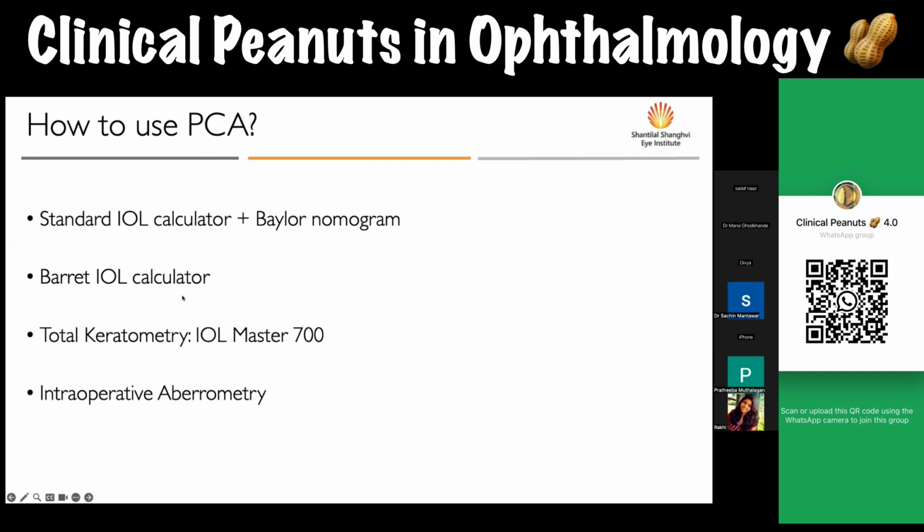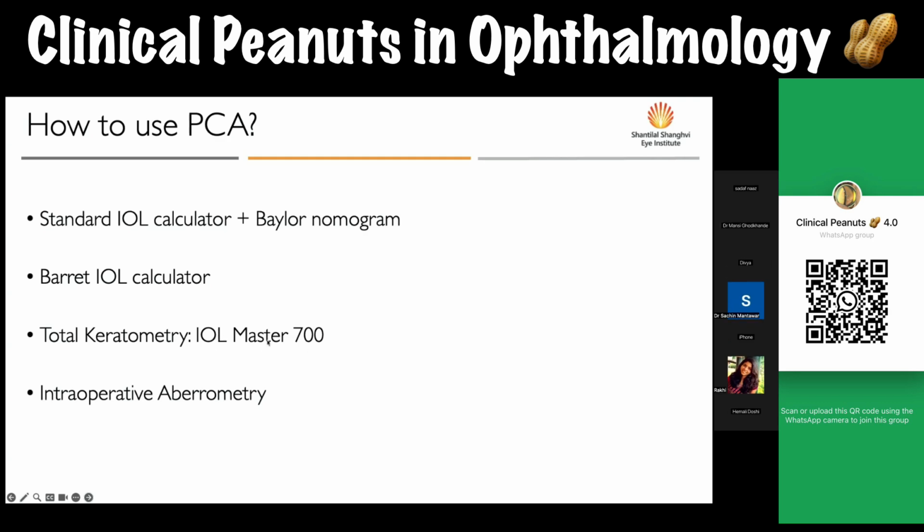One is by directly using the Barrett IOL calculator. Another is, of course, as we showed earlier, to use the Baylor nomogram in standard IOL calculators as well. And something which we now do at our institute, and if you have access to it, which is the easiest and best thing to do, is use something called total keratometry, which is offered by the IOL Master 700. Now, as we saw earlier, the Barrett IOL calculator still uses a predicted PCA and did give you the option of doing the measured PCA, say from an OCT machine or a topographer.